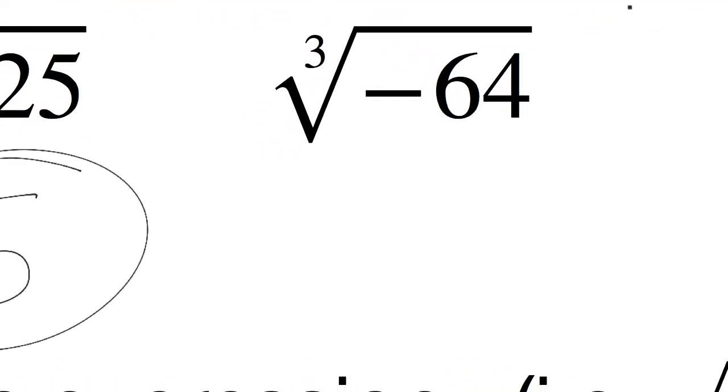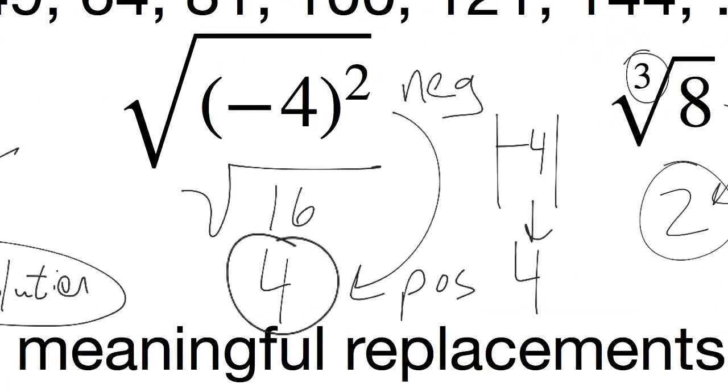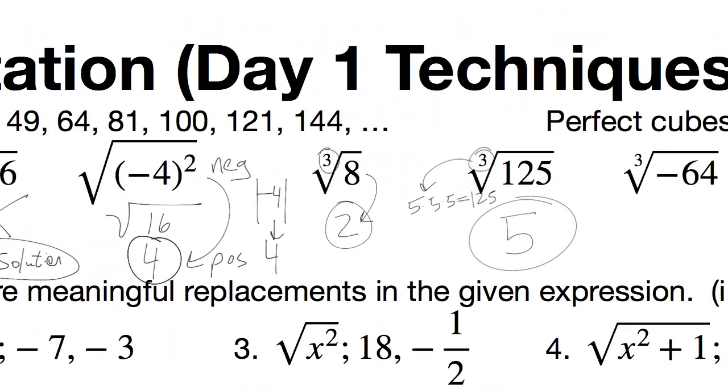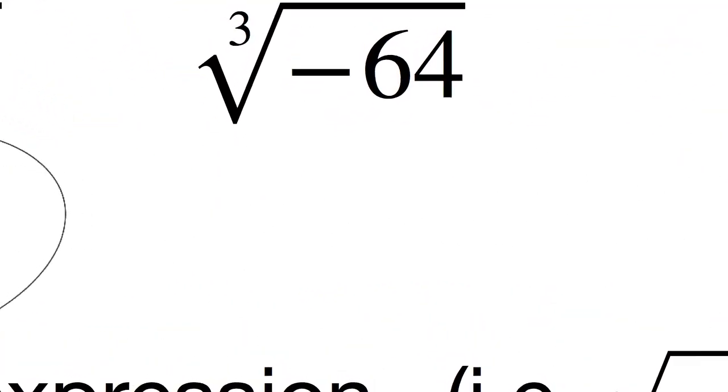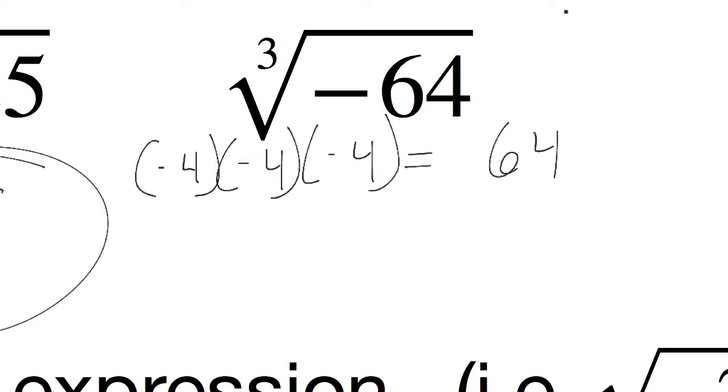What number times itself 3 times is negative 64? Well, you might be tempted to say that because of what we said here, there's no real solution. And there is no real solution to this one, but there actually is a real solution to this one. Check this out. If you do negative 4 times negative 4 times negative 4, that gives you negative 64. So negative 4 times itself 3 times is negative 64.